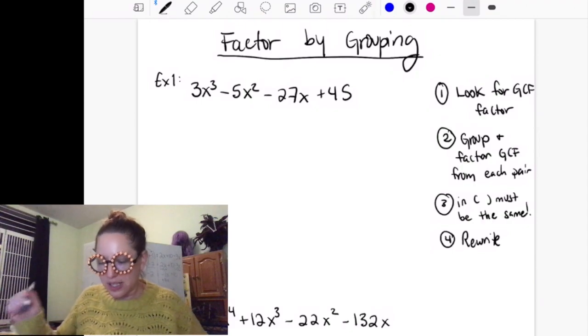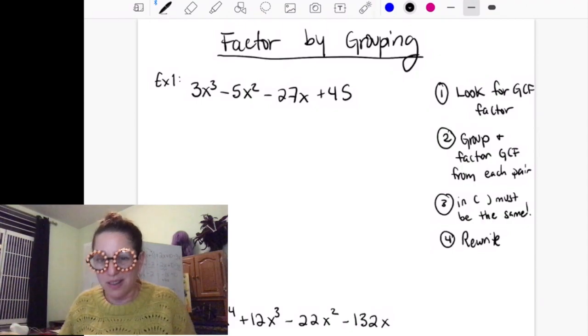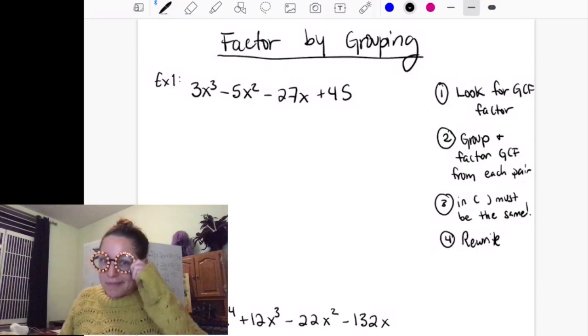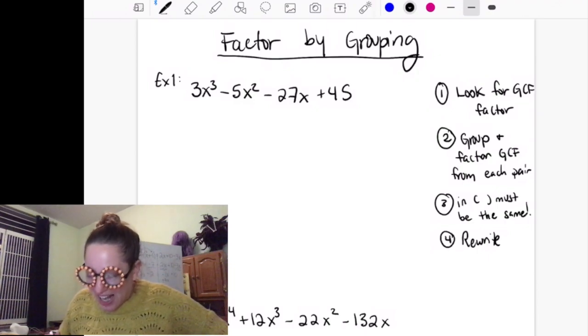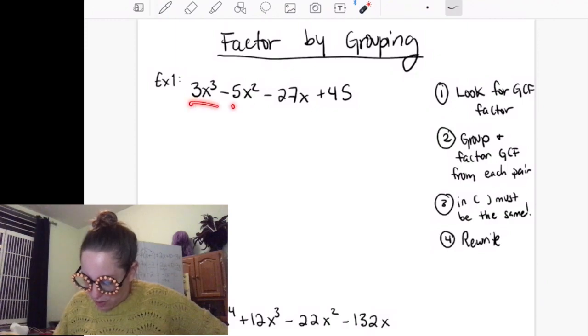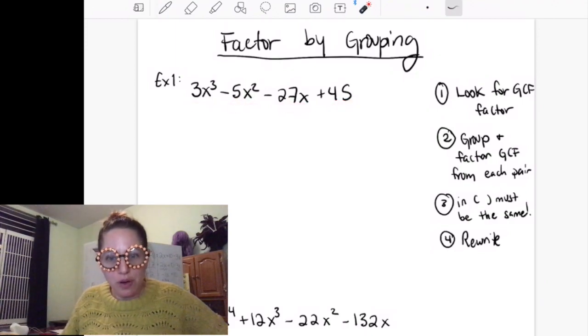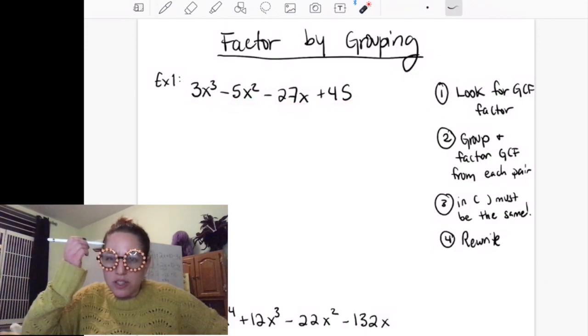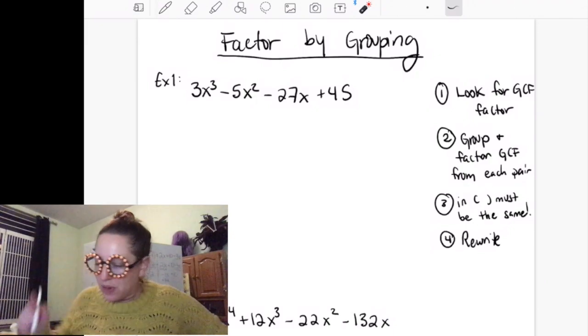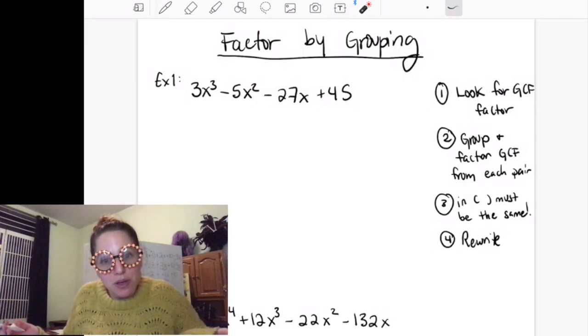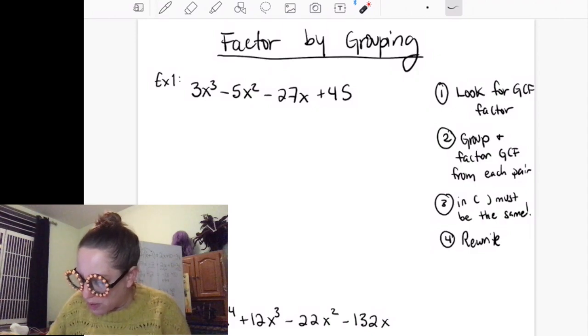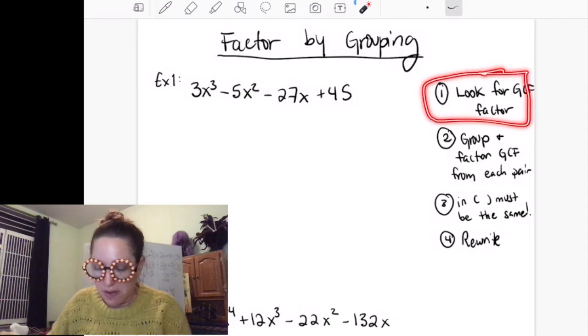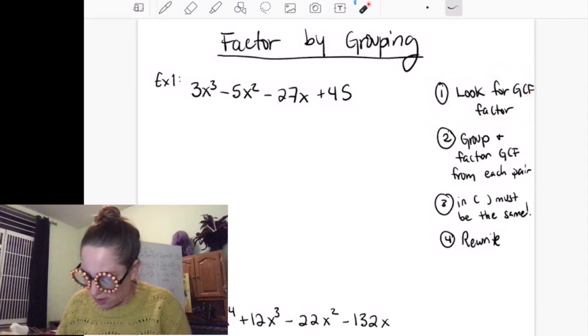And so you're going to see here, we have this long expression, no equal sign, and it has four terms in it. So 1, 2, 3, 4. If I've got four terms, my brain always goes to factor by grouping. So I'm going to show you how to do that because that may be new to you. So the first thing we always look for is a GCF. Make sure you take notes on all of this.